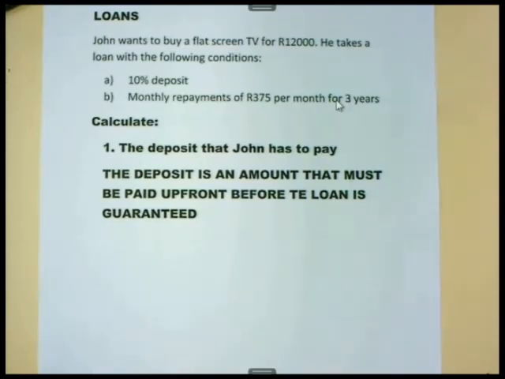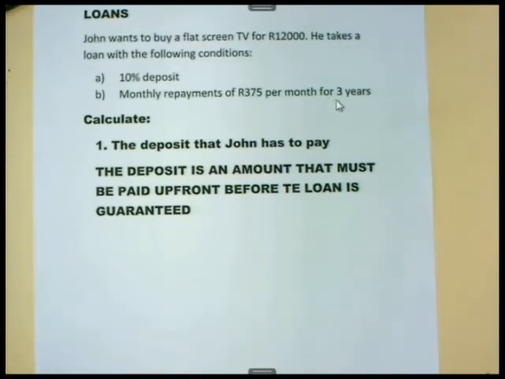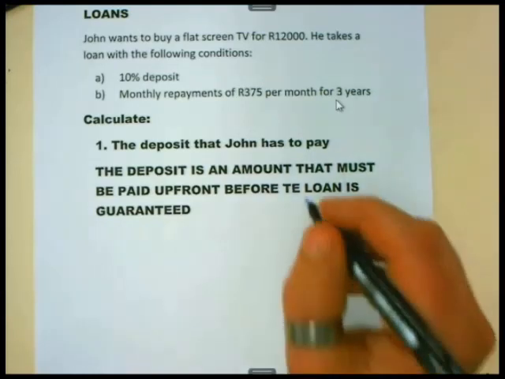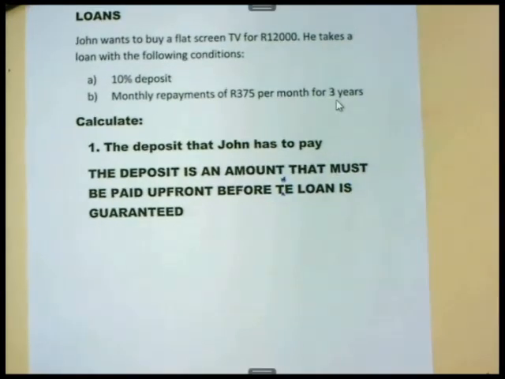So let us do some calculations and see how much must John pay at the end of the day for this flat screen TV. In a question like this, you will maybe first of all be asked to calculate the deposit. What is a deposit? A deposit is an amount that must be paid up front before the loan is guaranteed. In other words, the deposit, you need to give it to the store owner before you can take the TV from the store. Now let us work out how much this amount is that John must give the shop owner before he can take the TV from the store.